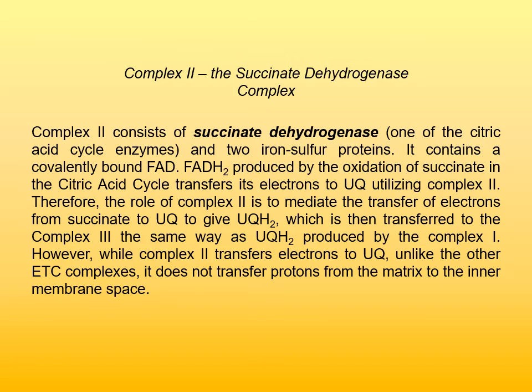complex 2. So the role of complex 2 is to mediate transfer of electrons from succinate to ubiquinone to give dihydroubiquinone. And then that's transferred to complex 3 the same way dihydroubiquinone produced by complex 1 is, those electrons are transferred to complex 3. But while complex 2 transfers electrons to ubiquinone, unlike other electron transfer chain complexes, it does not transfer protons from the matrix to the inner membrane space.